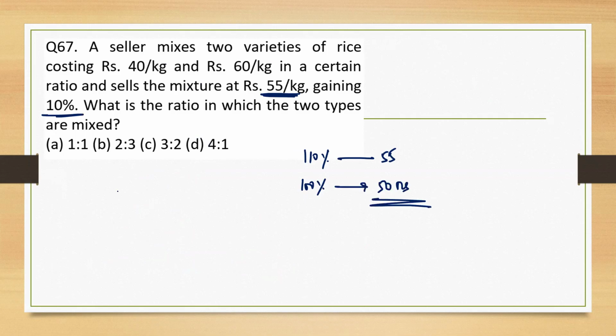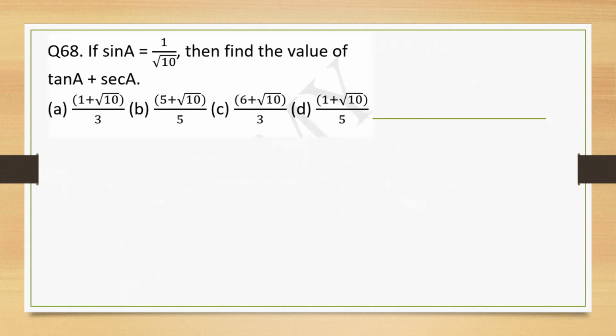So the mixture cost price is important for us. Put it 40, 60. If you mix it, you are getting 50. So in what ratio are you mixing? It is 10 is to 10, which is a 1 is to 1 ratio. It's a simple question of profit and loss, or else you can say mixtures and allegation.